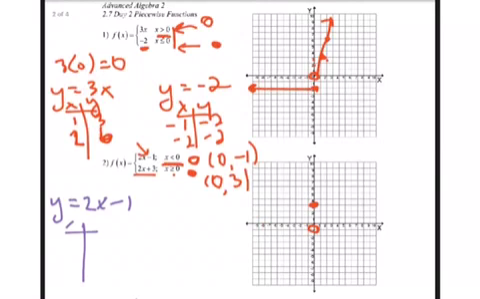Okay, so I want all the x values less than 0. So maybe I plug in -1 and -2. If I plug in -1, I get 2 times -1 is -2, minus 1 is -3. Then if I plug in -2, I get out -5. And again, I could have gotten this by, since I'm going to the left instead of to the right, going down 2 and to the left 1.